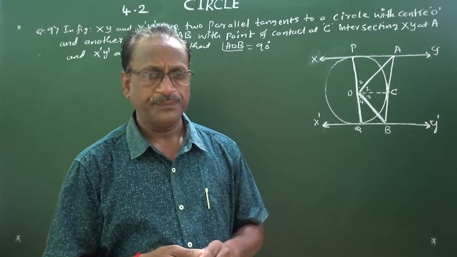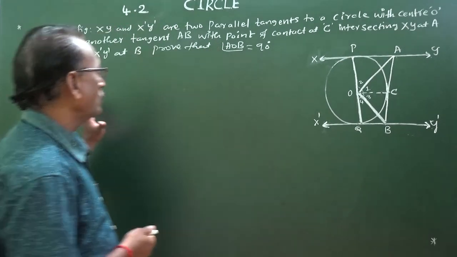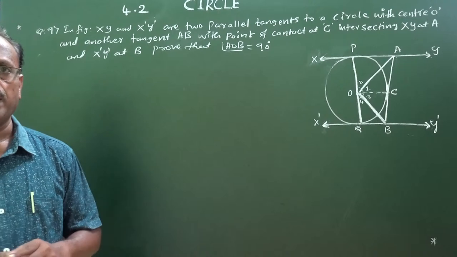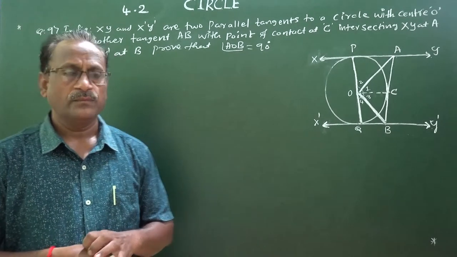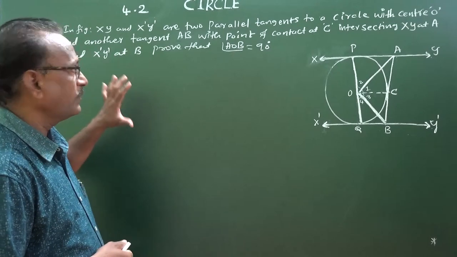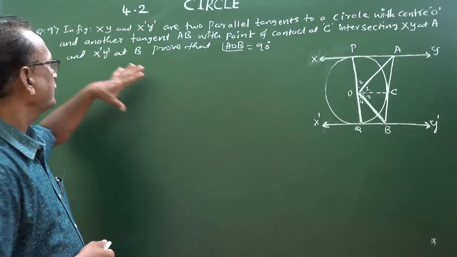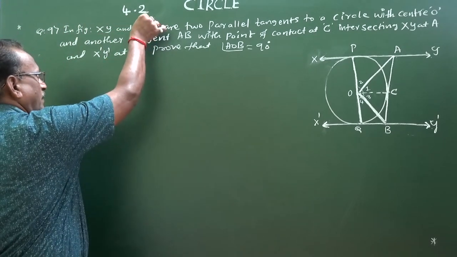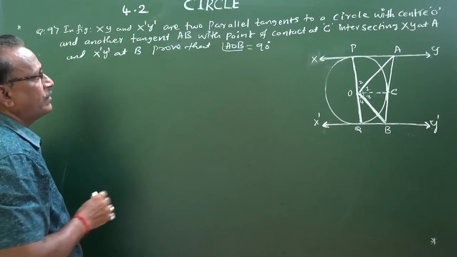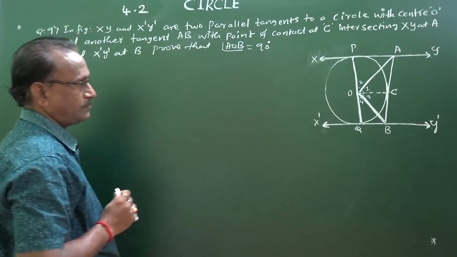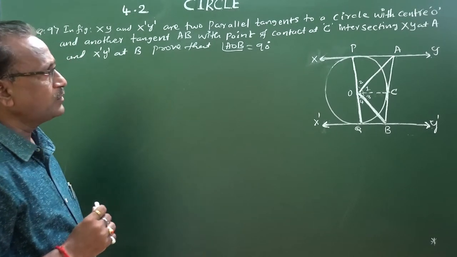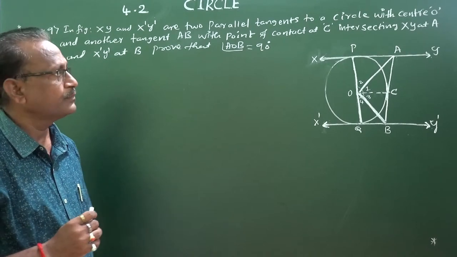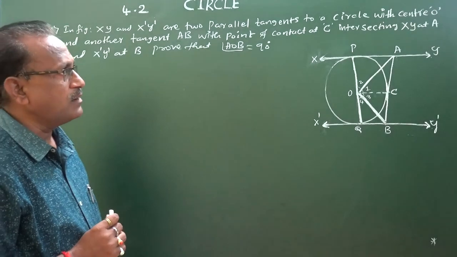Now today we'll discuss the ninth question, the given figure in your textbook. Write down in the figure the question number 9: XY and X dash Y dash are two parallel tangents to a circle with the center O.